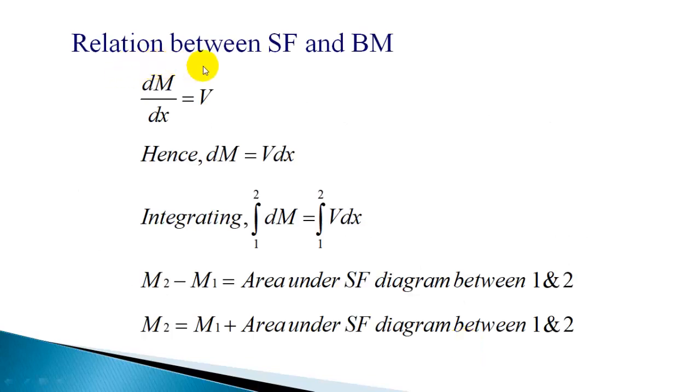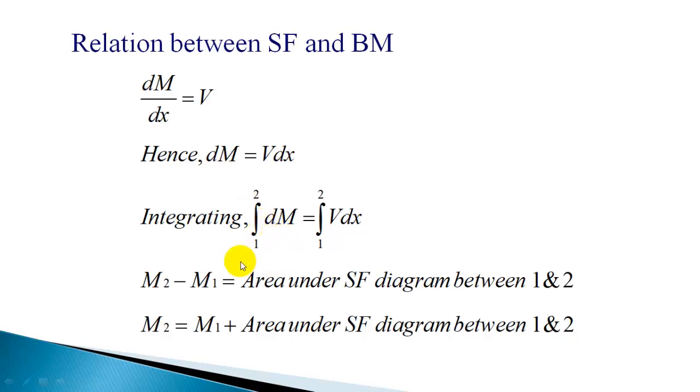We already know the relationship between shear force and bending moment. The rate of change of bending moment with respect to distance is equal to shear force, that is dM/dx is equal to V. Hence we can write dM is equal to V dx. Integrating, integral from 1 to 2 of dM is equal to integral from 1 to 2 of V dx, that is, integrating from section 1 to section 2.